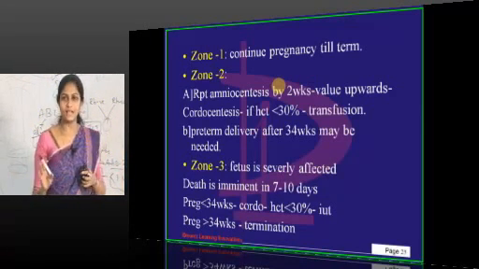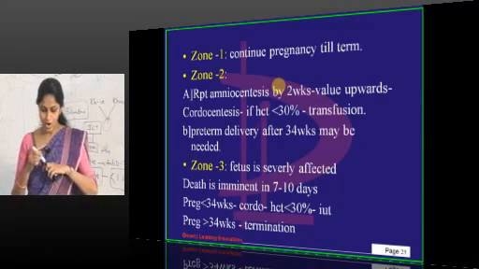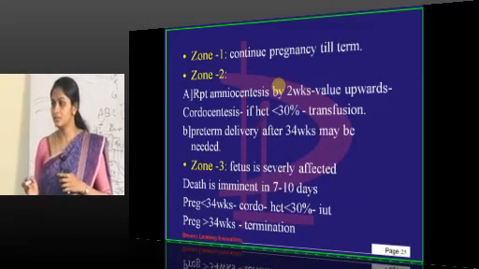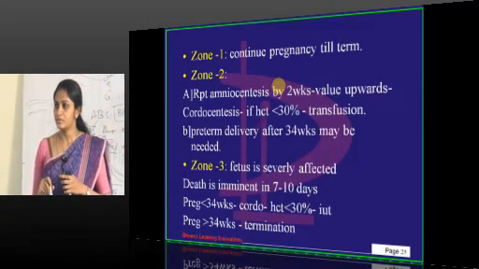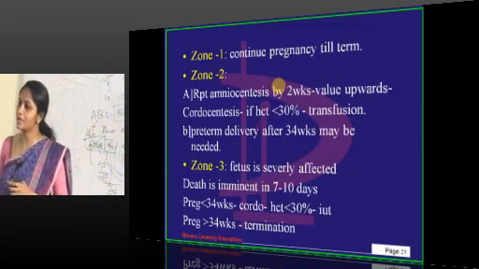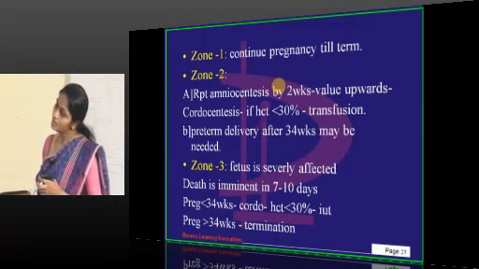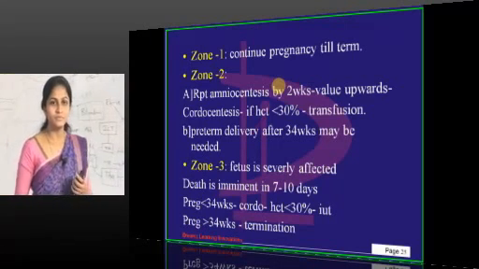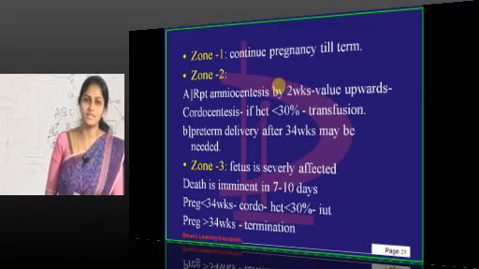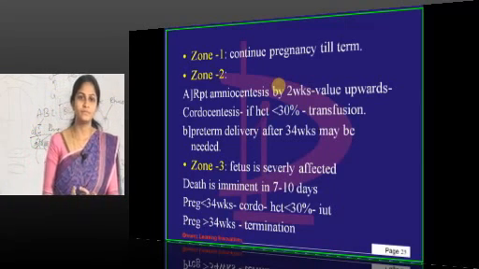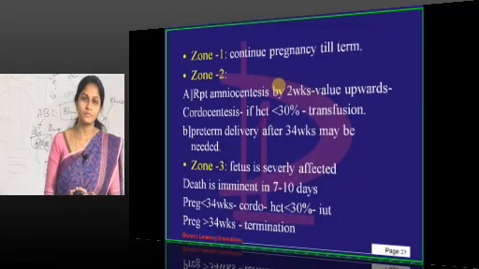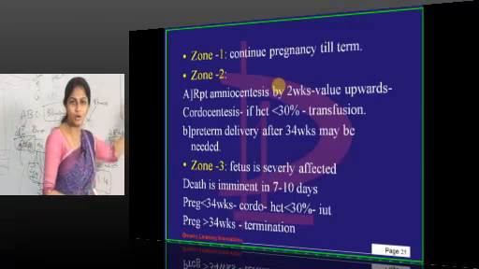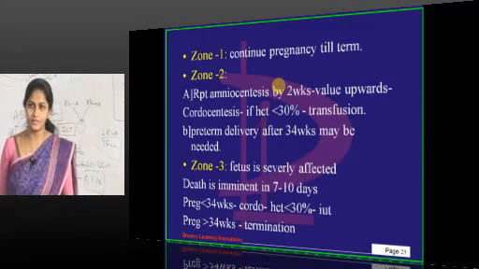Zone 3. Yes, is it clear? Can you tell me now how do you manage zone 1? Repeat. When do you want to repeat it? Every 4 weeks, 1 month. How do you want to manage zone 2? Okay, repeat after 2 weeks. Next. Transfusion. Okay. So once you repeat, if it is going towards zone 3, then only you do it. If not, manage it. Okay.